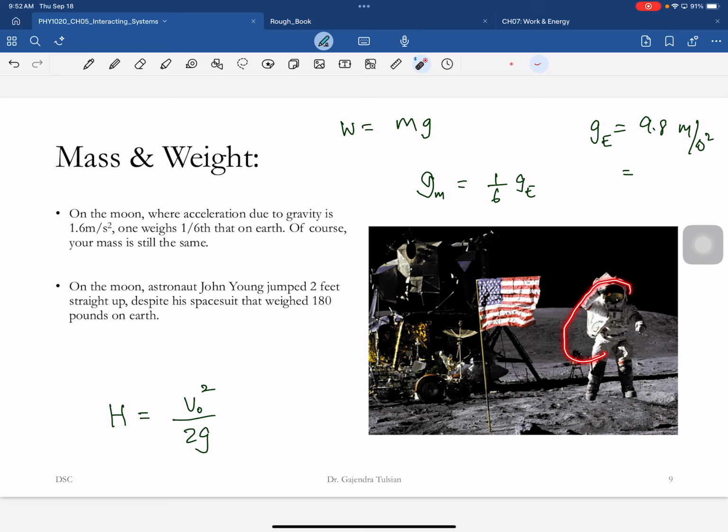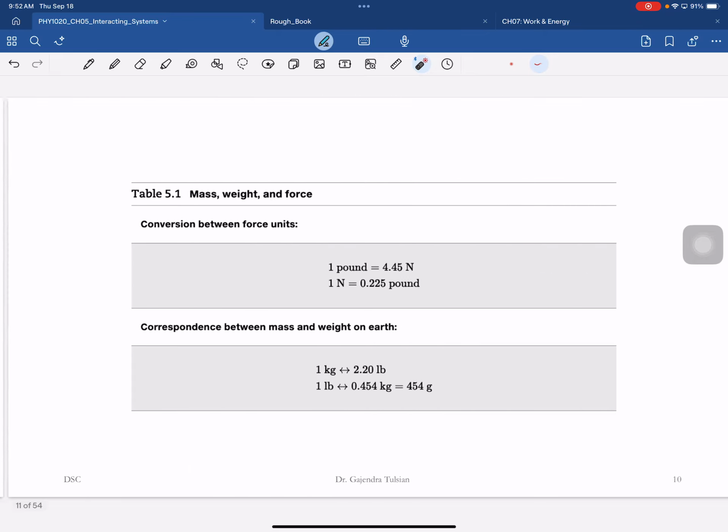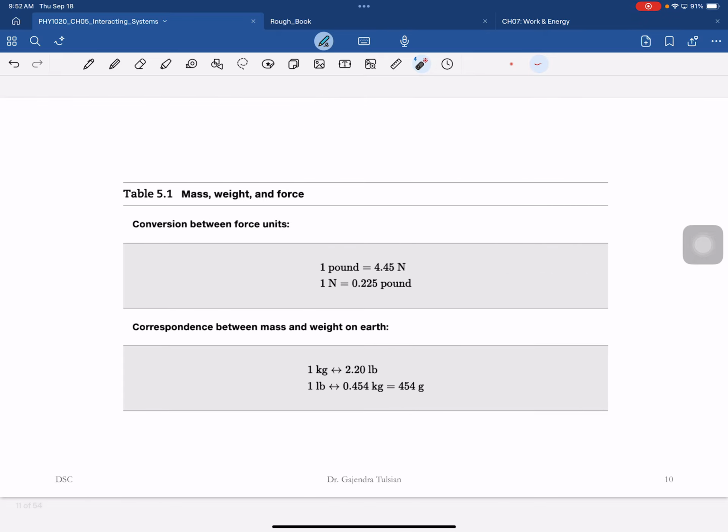In fact, John Young jumped 2 feet straight up despite the fact that his suit weighed 180 pounds. So on the moon, I can jump higher than Michael Jordan. I could drive further than Tiger Woods. I'd be a super athlete. At some point, somebody's going to monetize basketball on the moon.